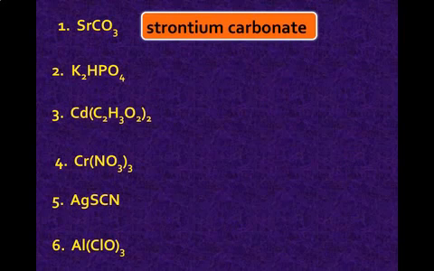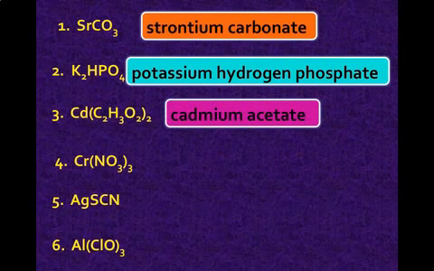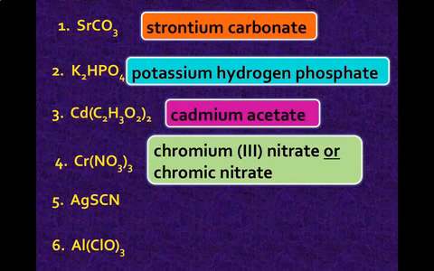We've got strontium carbonate here. Again, we're going to just name the very first element, and then the rest will be the polyatomic. This next one has a K, so that's potassium, and then we look at the rest, and that's hydrogen phosphate. Number 3 has a cadmium first, and then acetate. Number 4 has a chromium, and this is one of the ones that change. So I look at nitrate has a -1 charge, and there's 3, so it's -3. So chromium has to be a +3. Chromium 3 nitrate or chromic nitrate.